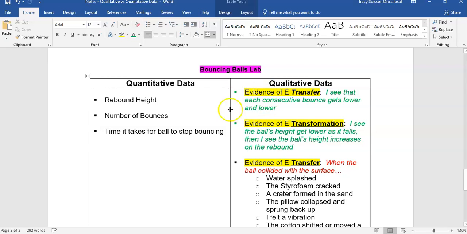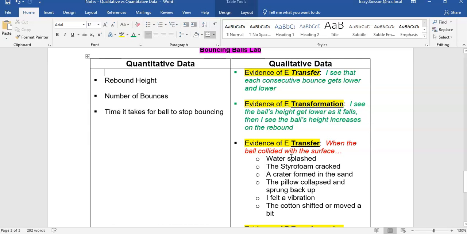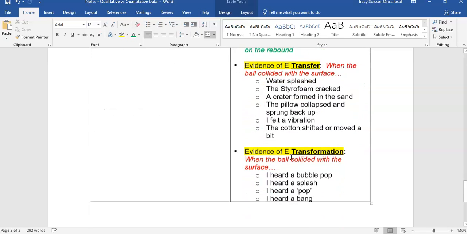So these are two examples that I just discussed that you can use in your qualitative data table to prove that the ball's energy both transferred and transformed. Let's look at some more examples of energy transfer and energy transformation in the Bouncing Balls Lab.